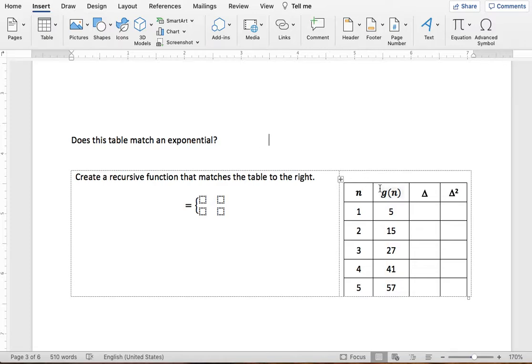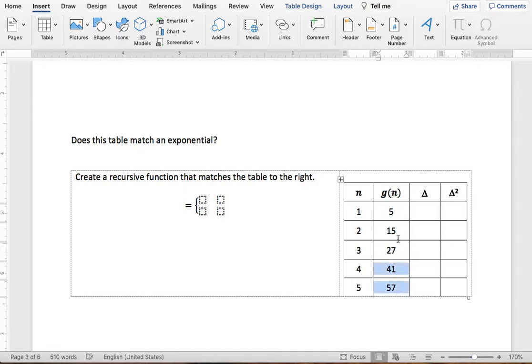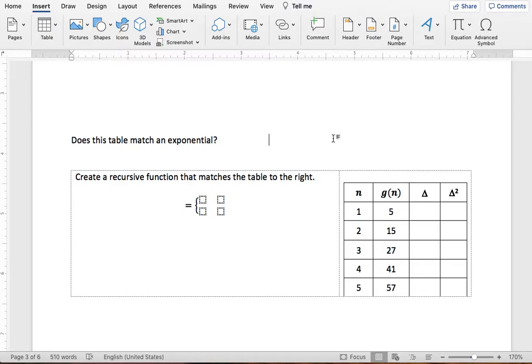Well, in order for it to match an exponential, it has to be times the same number each time. I know 5 times 3 would get me 15. 15 times 3 does not get me 27. 15 times 3 would be 45. And so if this was exponential, this would be 45 here. It's not, so therefore, no, this is not an exponential.